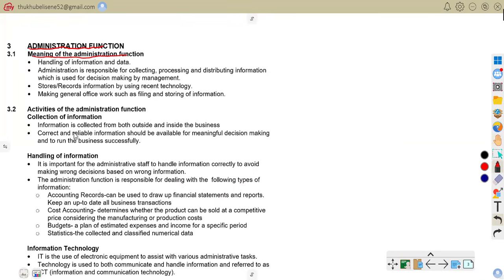Then we are talking about handling of information and data. So it means that administration manages and collects information. So, for example, regulatory sales. Further on, this administration is responsible for processing administrative information.